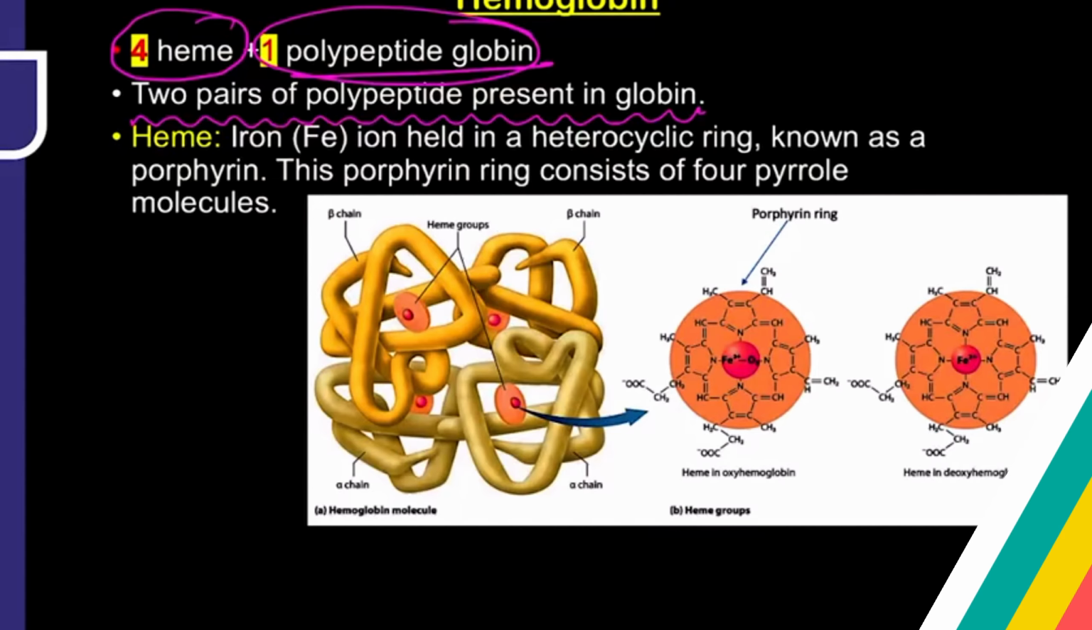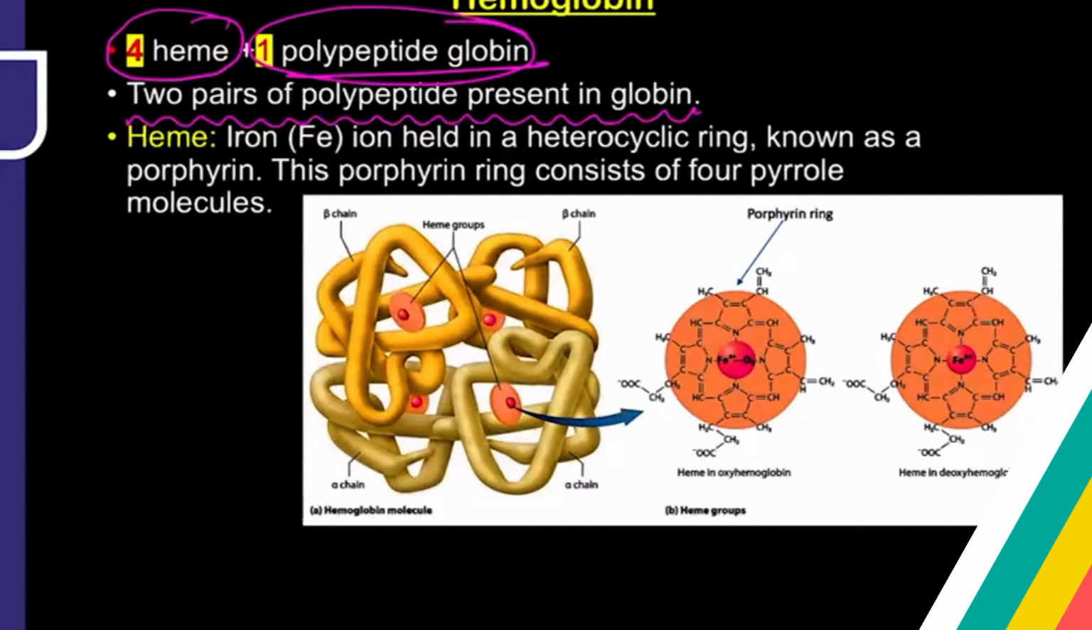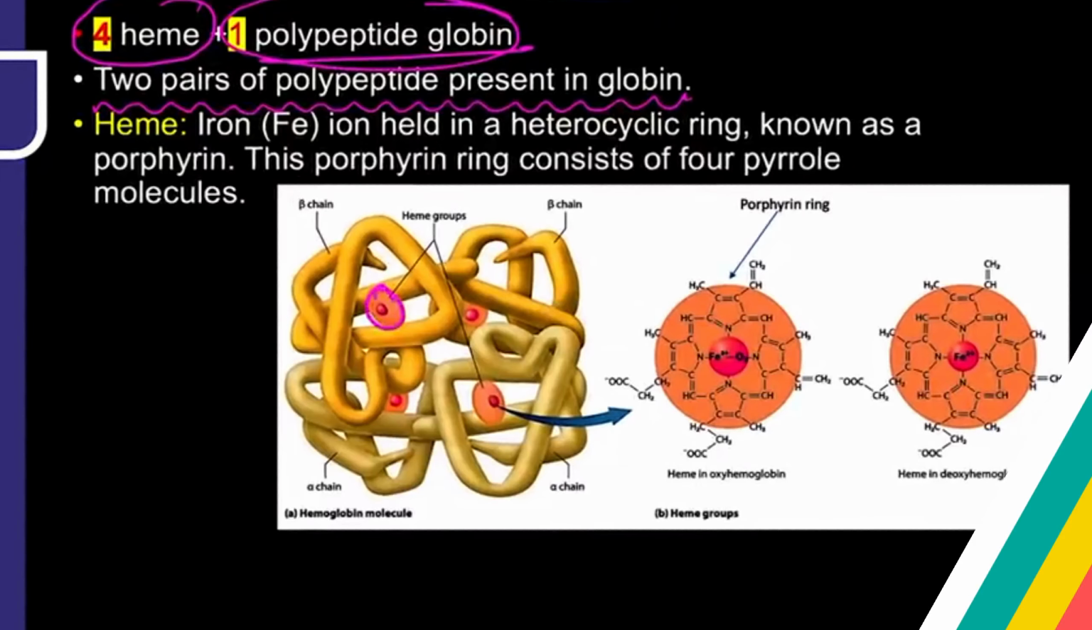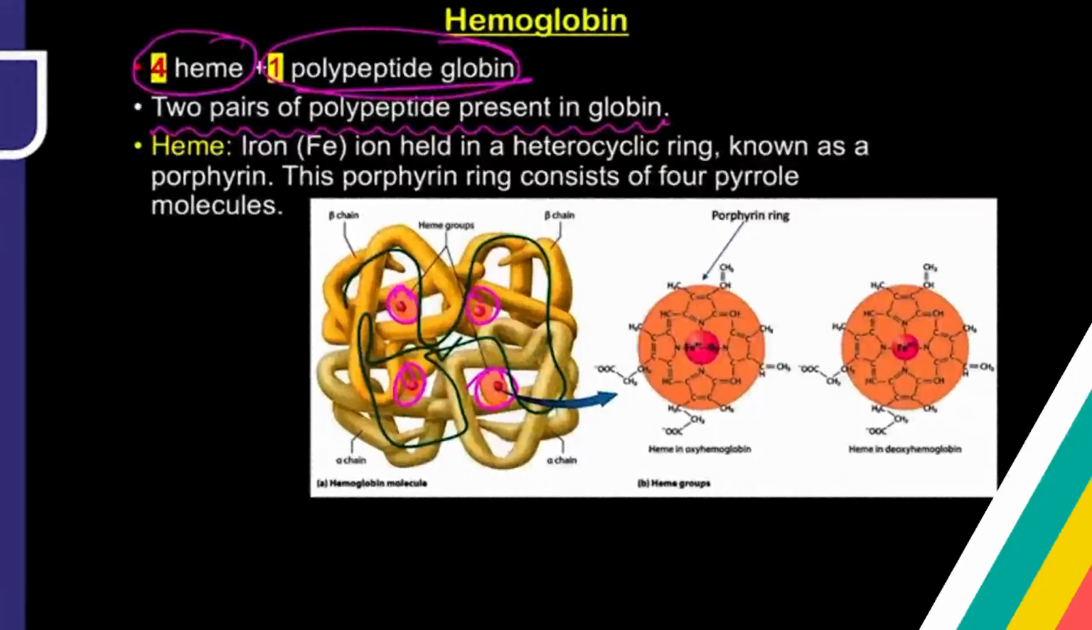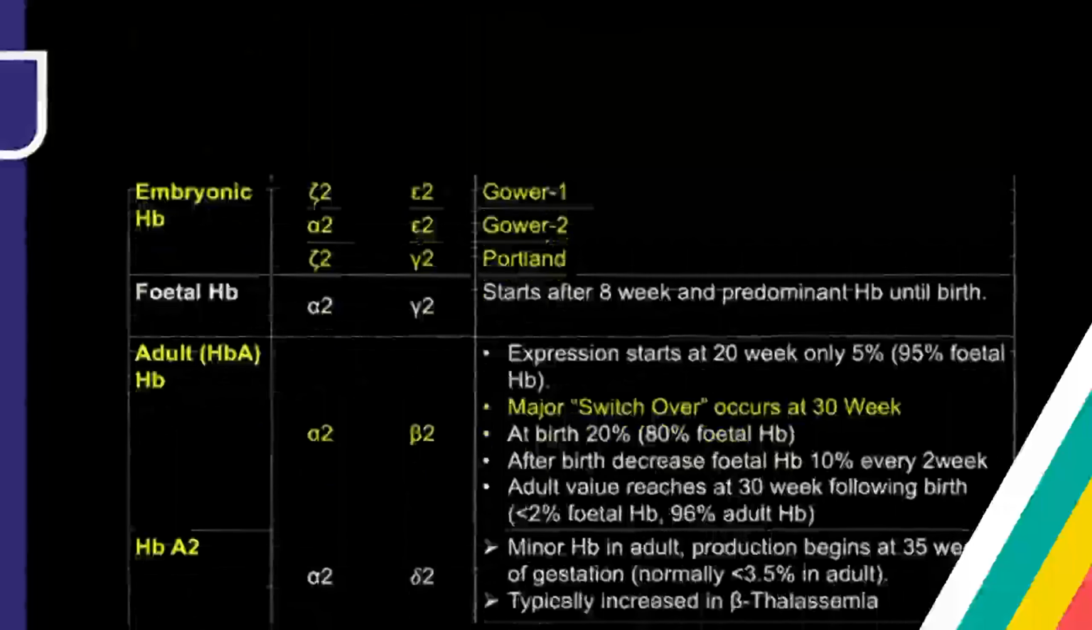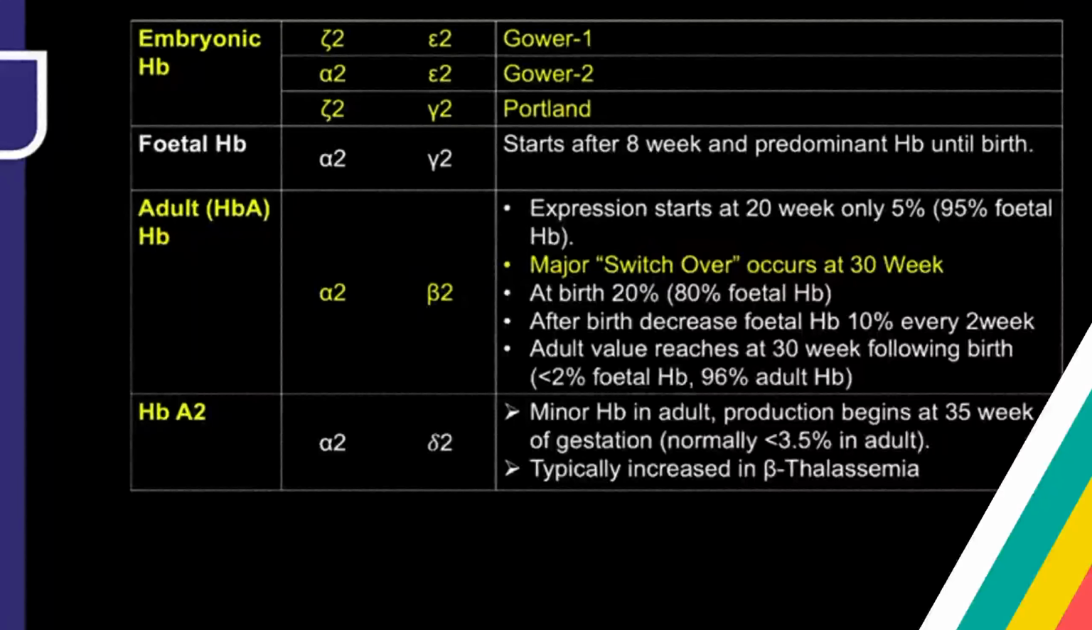And heme, how many molecules of heme are there? 4 molecules. This is typically depicted here. So this is heme, this is heme, this is heme, this is heme. And the combination of all of these polypeptide chains is nothing but my globin. 1 globin, 4 heme. Don't confuse. So this is the basic structure of hemoglobin. Now, rather than its structure, we have to remember that depending on this globin chain, there are different types of hemoglobin from embryonic stage up to the level of adult stage.